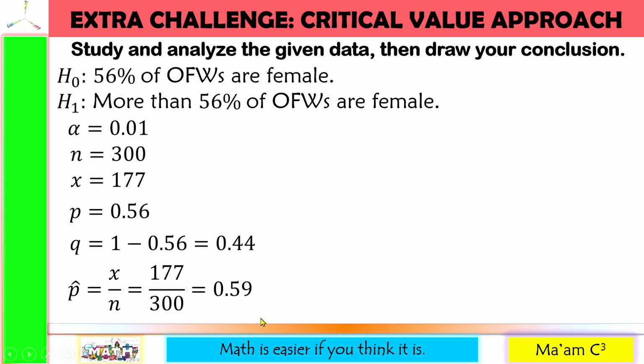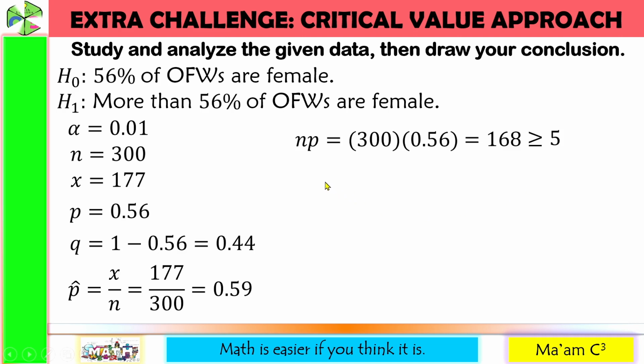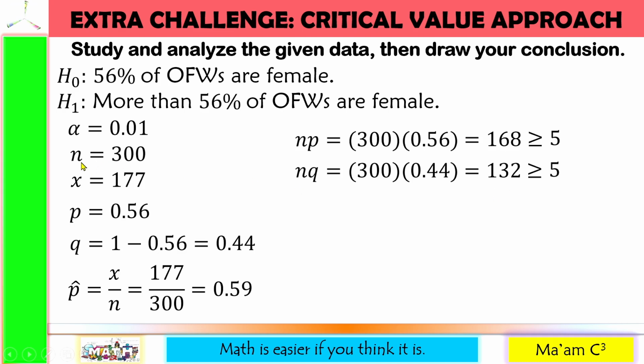Now, to determine if the sample is sufficiently large, let us solve for NP. Our N is 300. Our P is 0.56. This will give us a product of 168, and this is greater than 5. Now let us solve for NQ. Again, our N is 300. Our Q is 0.44. And this is equal to 132, also greater than 5. Let us add these two, and this will give us 300, our sample size.